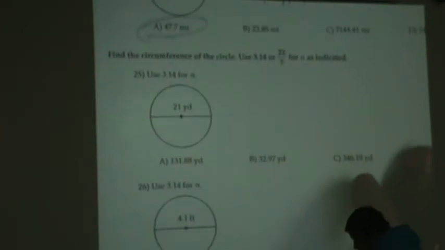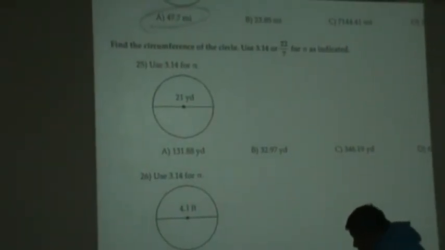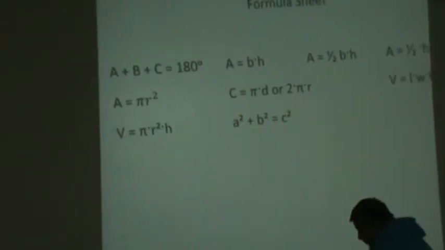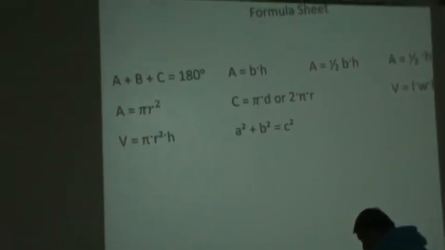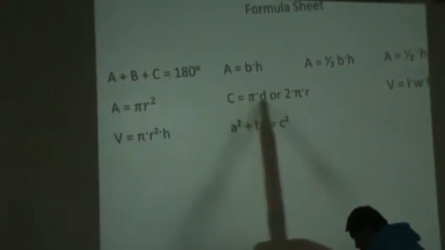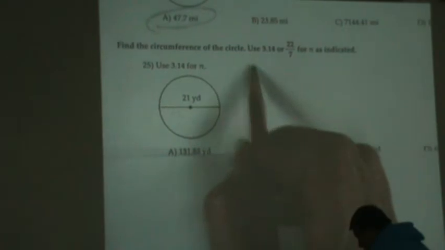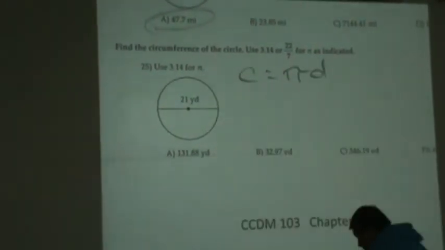Okay, circumference. We need to get back to our sheet that has our formulas. There's only one that says C equals. That's got to be the circumference. You use this if you know the diameter, and you use this if you know the radius. What do we know here? We know the diameter, so we're going to use pi d. This one right here.